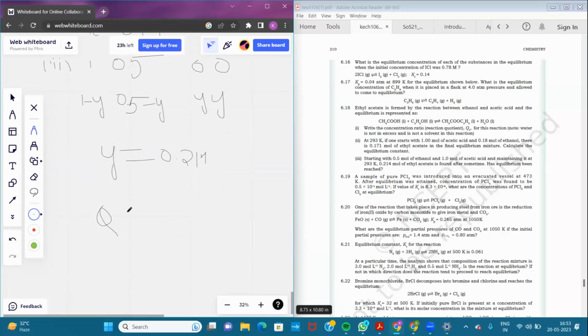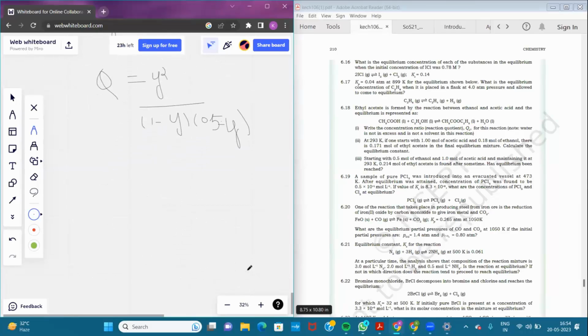We'll find out Q. Y squared divided by 1 minus Y into 0.5 minus Y. Substitute the Y value. We'll get Q as 0.20307.